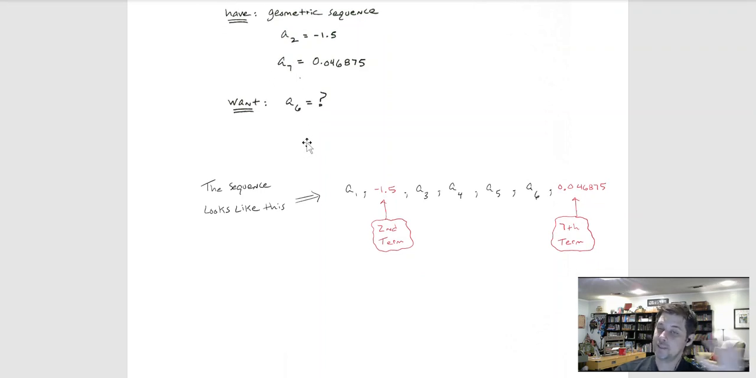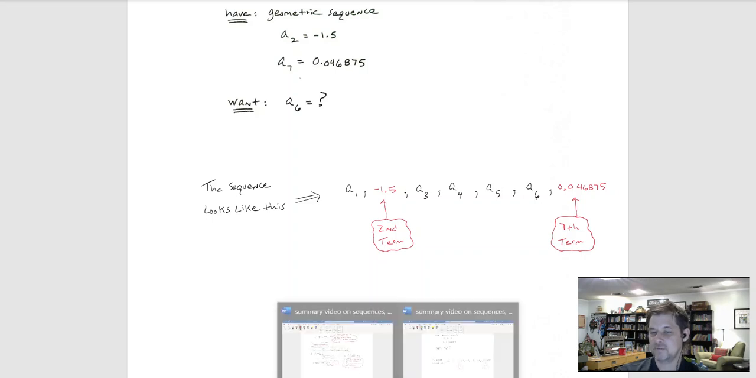Okay? All right, so yes, I mapped it out for you, hoping that you could see a little bit better what we're dealing with. We have a geometric sequence. I don't know the first term. Second term is negative 1.5. I don't know the third, fourth, fifth, or sixth term, and then the seventh term is 0.046875. Okay, now, yeah, there's no formula that I've given you, okay?